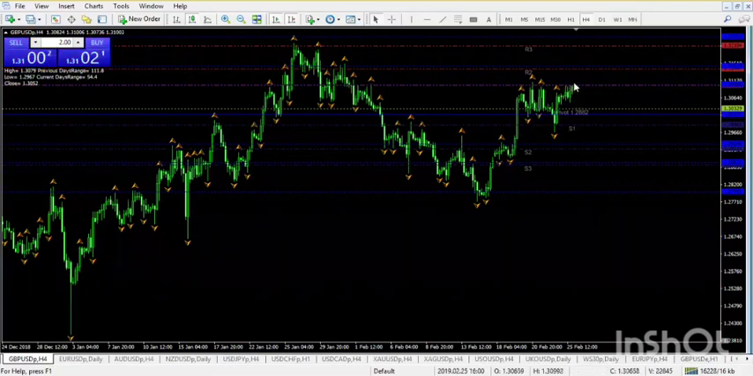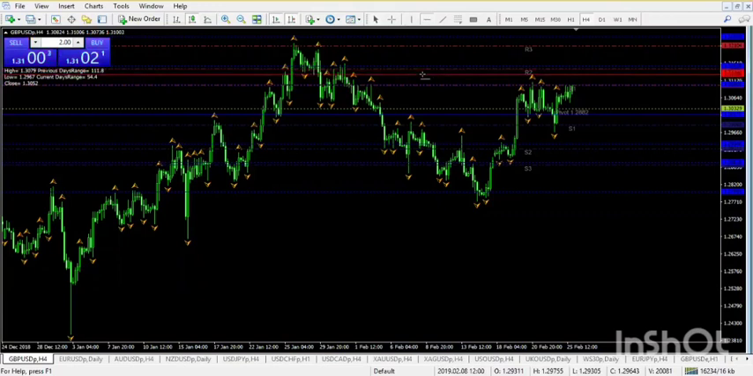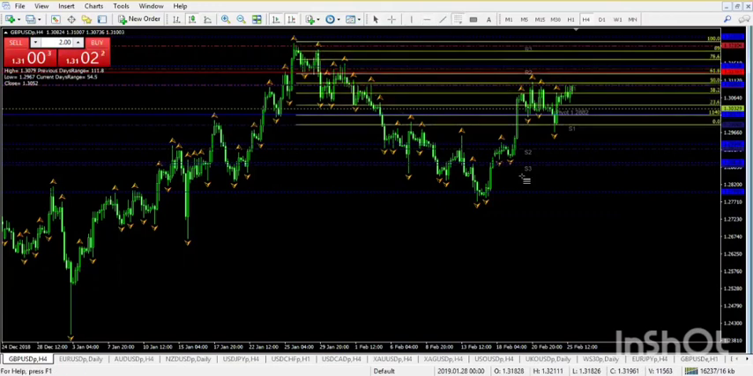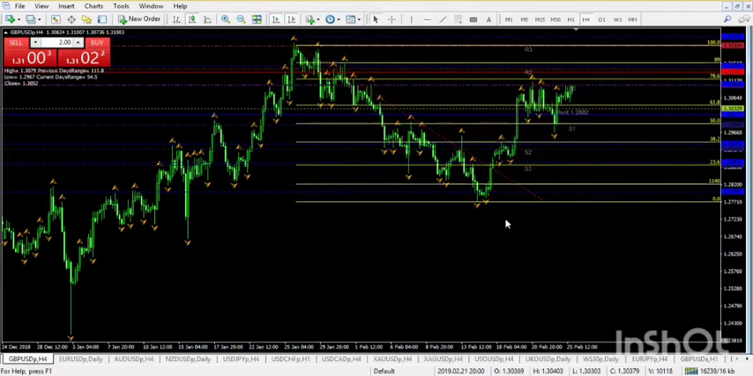For example, in the pound dollar chart, you can see that it's going to go up and it's going to reverse in here. Let me draw the Fibonacci.